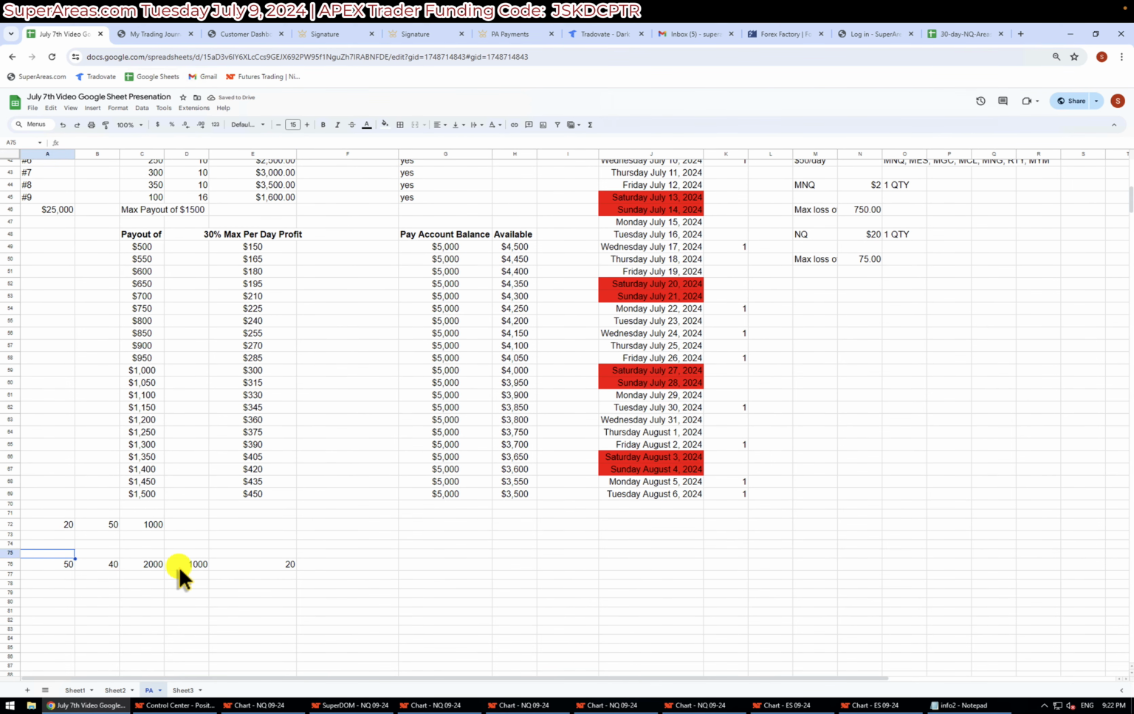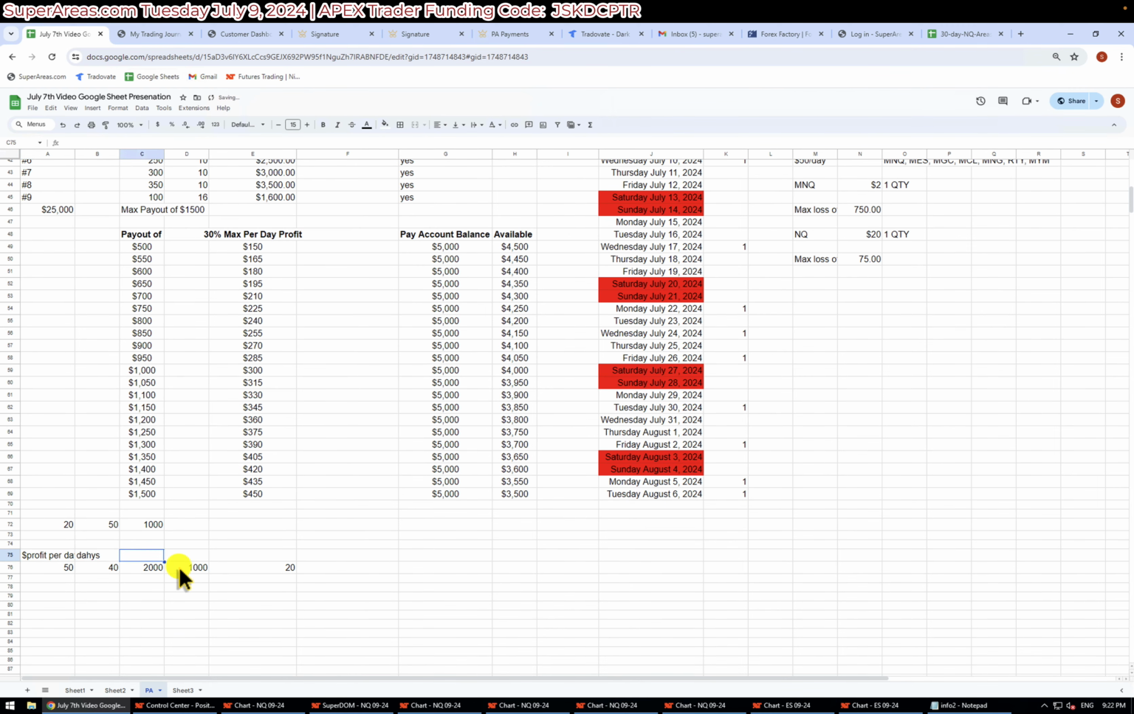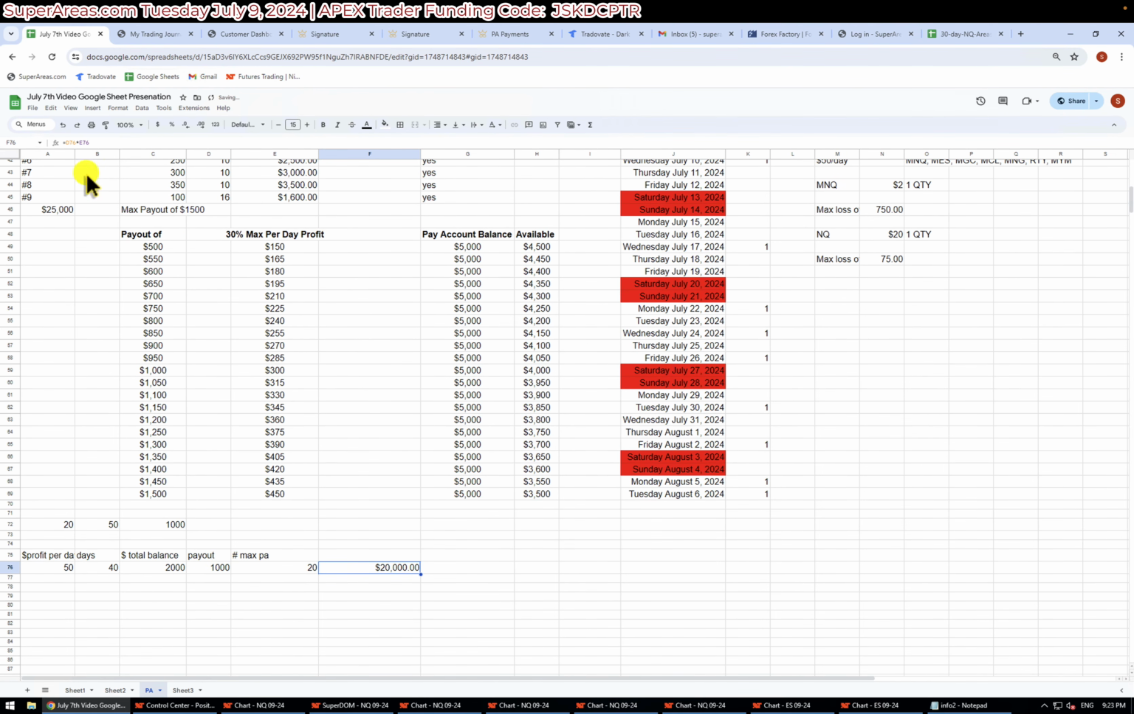So you have per day profit, then the number of days, then the total balance, the payout, and the number of accounts, max PAs. Every 40 days you're able to take out $20,000. That's $10,000 US dollars per month, guys. So you can turn trading into a full-time career in no time.